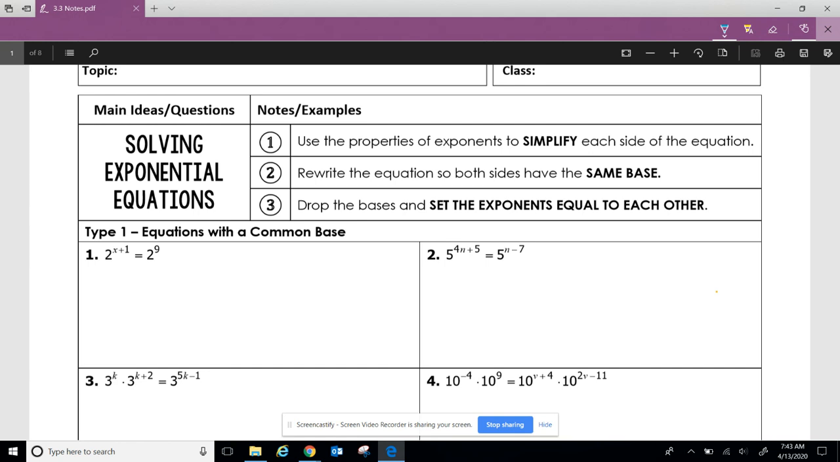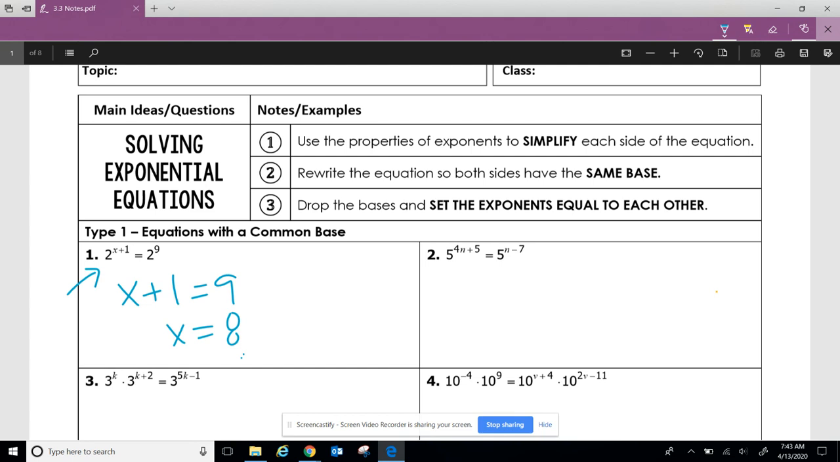So example number 1, I've got 2 to the x plus 1 is equal to 2 to the 9th. Well, these already have the common base for us. So if 2 to something is equal to 2 to something, those somethings have to be equal to each other. So for 1, I can drop the 2 since it's already nice and neat for me. And then I'm just solving the equation x plus 1 is equal to 9. That's a nice linear equation. I'm going to move the 1 over to the other side and I get x is equal to 8. So this statement here is only true when x is equal to 8.